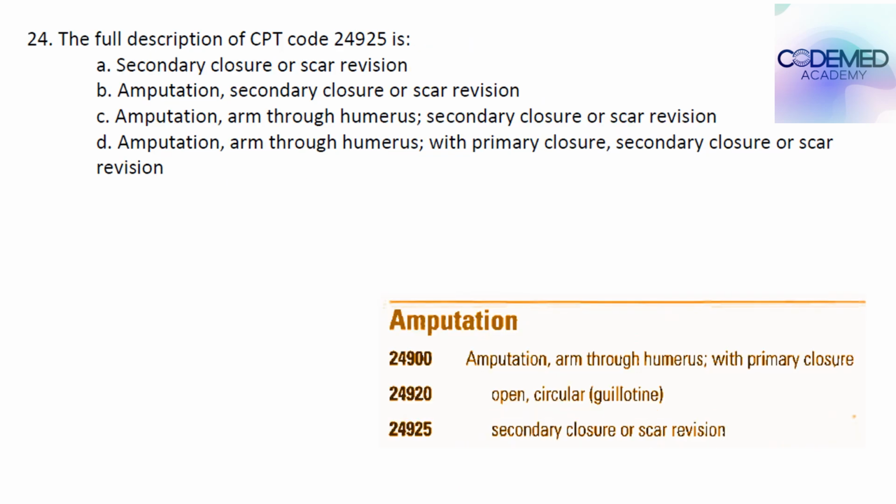The question asks for the full description of the CPT code. So what we do is we directly go to that particular code, 24925, in your book, and it talks about the secondary closure or the scar revision, and that is our first option. So A is the correct choice.